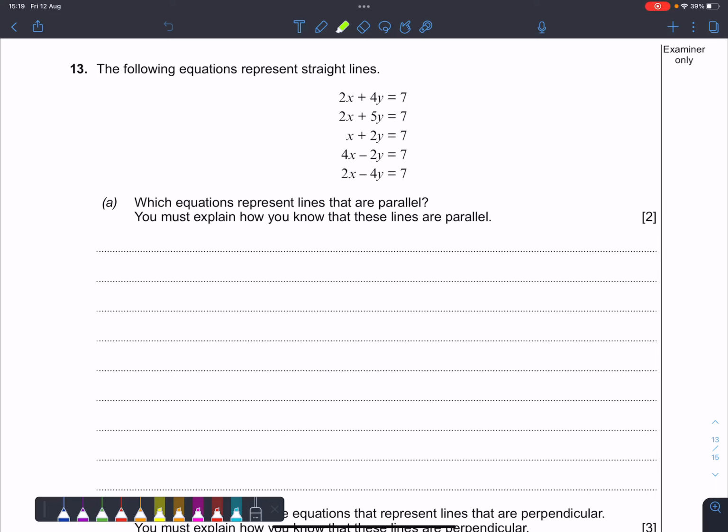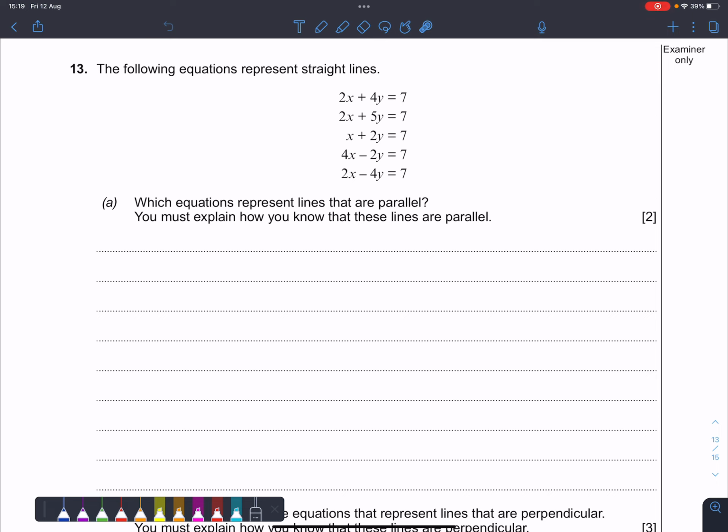Okay, in this video we're going to have a look at question 13 from the WJEC Additional Maths paper from June 2014. So we have the following equations that represent straight lines. We have 1, 2, 3, 4, 5 different straight lines. Which equations represent lines that are parallel? You must explain how you know that these lines are parallel.